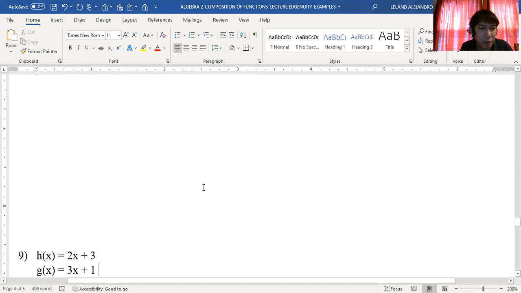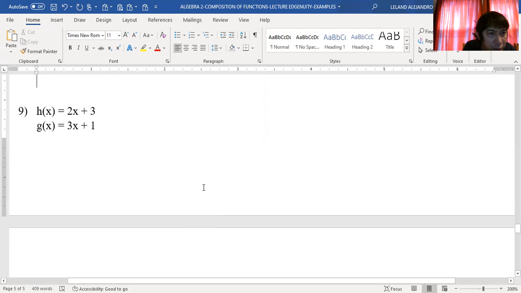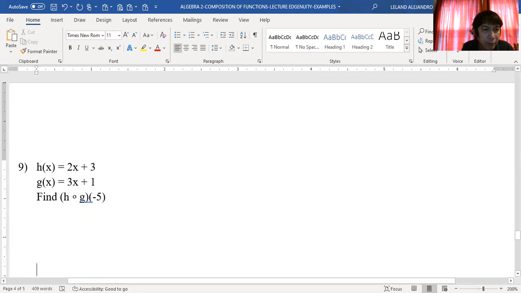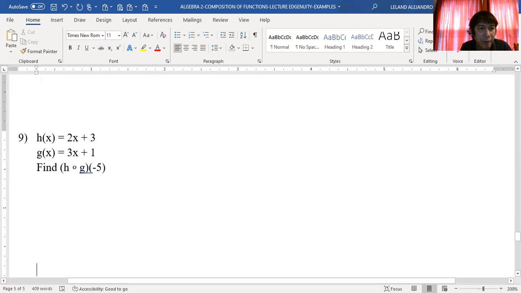Let's go down to number 9. Okay, here is number 9. h of x is equal to 2x plus 3. g of x is equal to 3x plus 1. Find the value of h of g of -5.